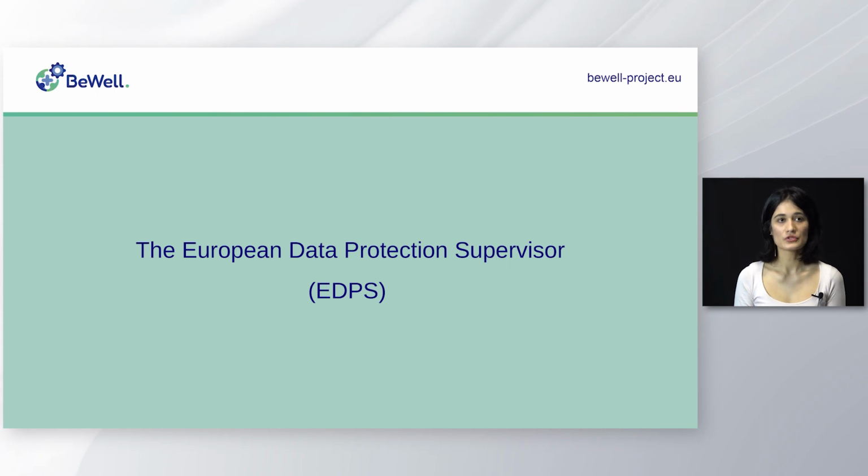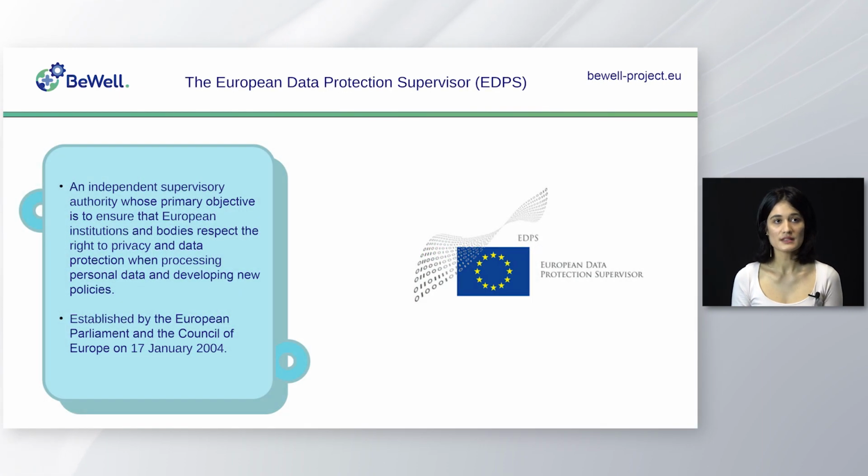The European Data Protection Supervisors. The European Data Protection Supervisor is an independent supervisory authority whose primary objective is to ensure that the European institutions and bodies respect the right to privacy and data protection when processing personal data and developing new policies. It was established by the European Parliament and the Council of Europe on January 17, 2004, and is based in Brussels. The tasks and powers of the EDPS and the Deputy Supervisor, as well as the institutional independence of the Supervisory Authority, are defined by the Data Protection Regulation.